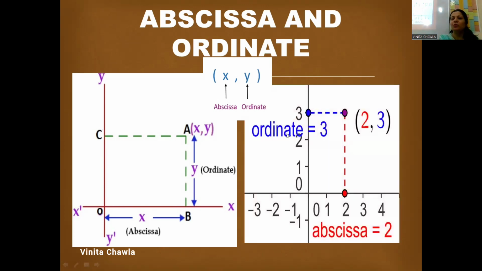For example, if you want to locate a point (2, 3). So here x is 2 and y is 3. So our abscissa, our x coordinate is 2. So we'll locate this 2 here and 3, the ordinate, here, and we will stretch these. Where these two lines meet is the position of the point.